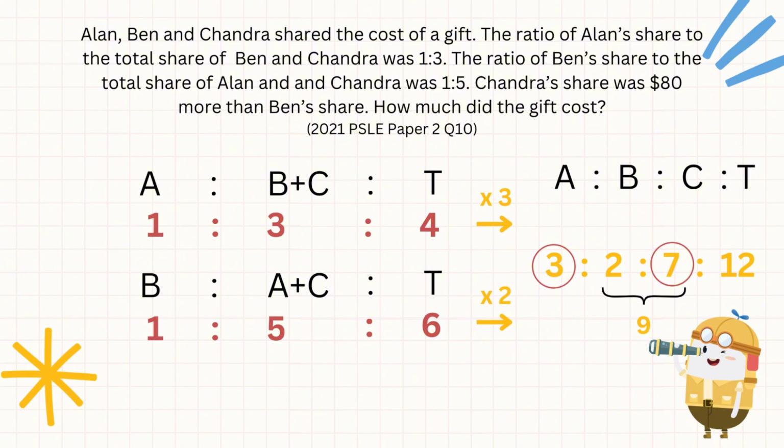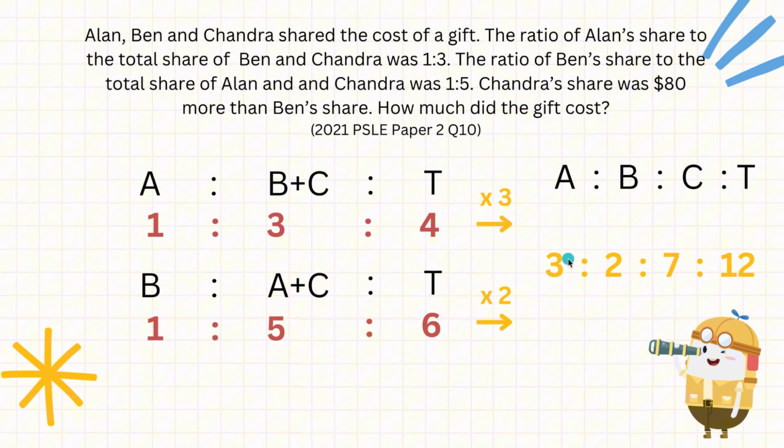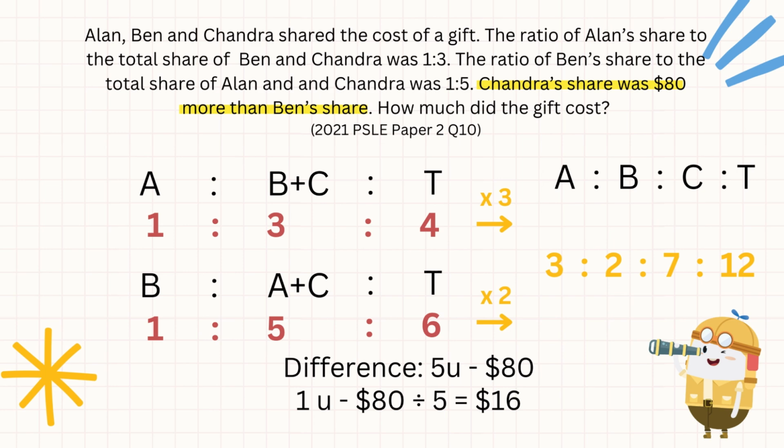The final thing that we want to do here is to look at what else the question has provided us so that we can do the rest of our calculations. So we are told that Chandra's share as compared to Ben's share, Chandra is $80 more. So if you look at Chandra is 7, Ben is 2, all we need to do is to find the difference. And the difference in this case is 7 units minus 2 units, giving us 5 units, which will be equals to $80, where 1 unit we will find out to be 16.